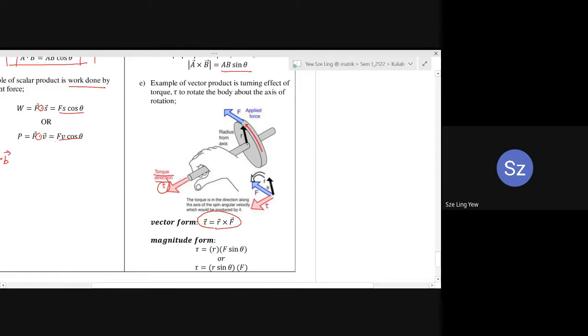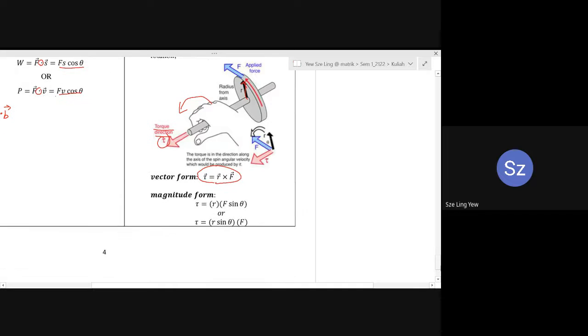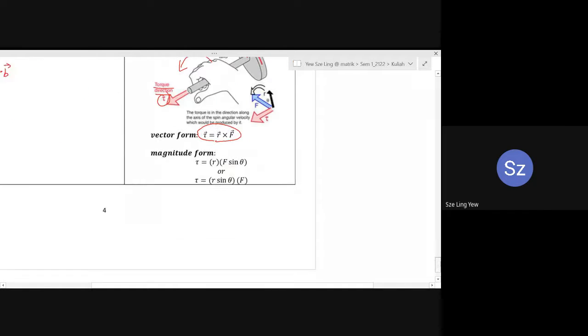So the four fingers, you point them towards the direction of R, from the origin towards the edge of the disc. And then you look at the direction of rotation. In this case, the disc is rotating anti-clockwise, so you curl your fingers anti-clockwise, and the thumb represents the direction of torque. So torque is coming out of the page. If it rotates clockwise, then the torque will be going into the page, in the other direction. That is how you determine the direction.